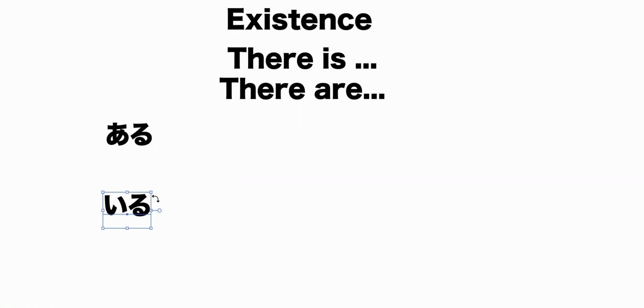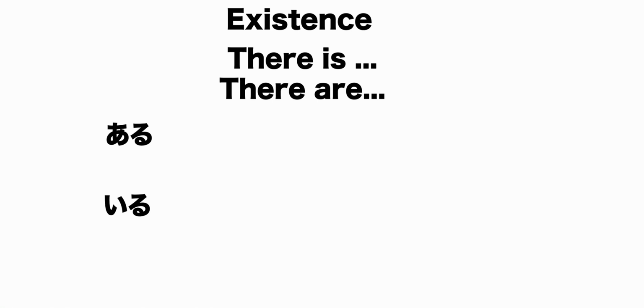Now, both these words, you might be thinking, oh, does one mean there is and one mean there are? No, that's not how it works. Aru means there is and there are, and iru means there is and there are. So this type of thing doesn't exist in English. We just have one way to say it, there is or there are. But they both mean there is and there are, and they're used with different types of things.